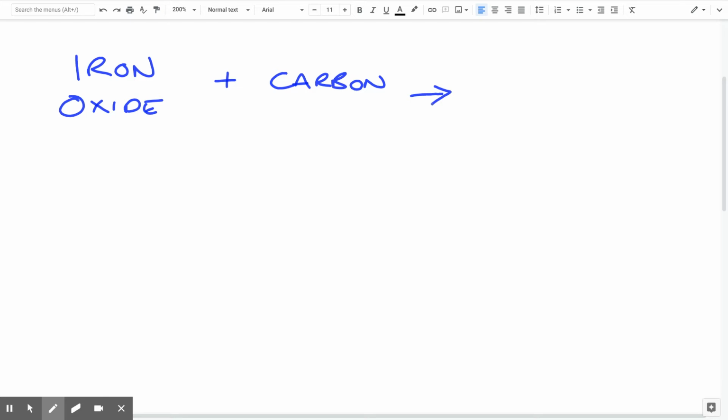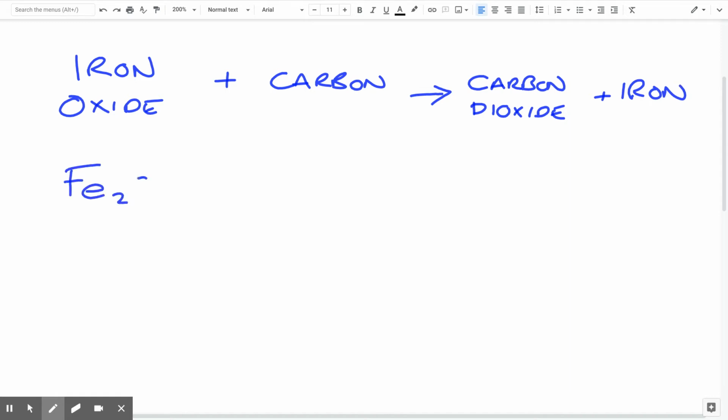Obviously, carbon is not specifically a metal, but it can act as a metal in this type of situation, in terms of it being a reducing agent and able to displace a metal. So we're going to produce, in the same way as we did last time, carbon dioxide, and then produce the metal as the free atom. So we'll use iron(III) oxide as the example this time, and that's going to produce carbon dioxide and iron.